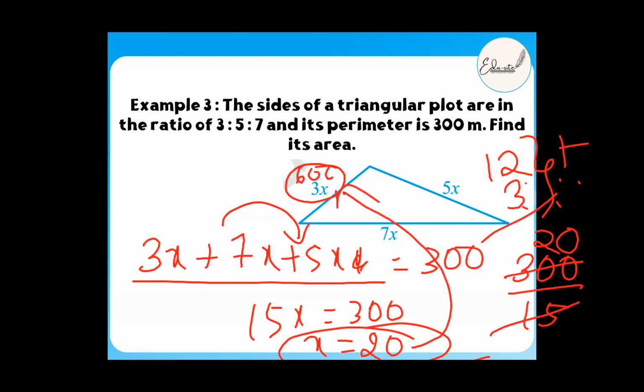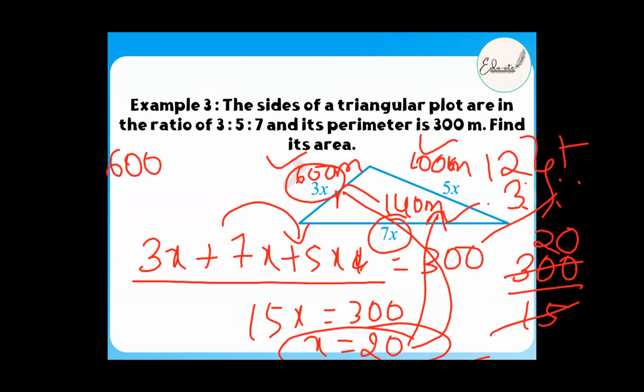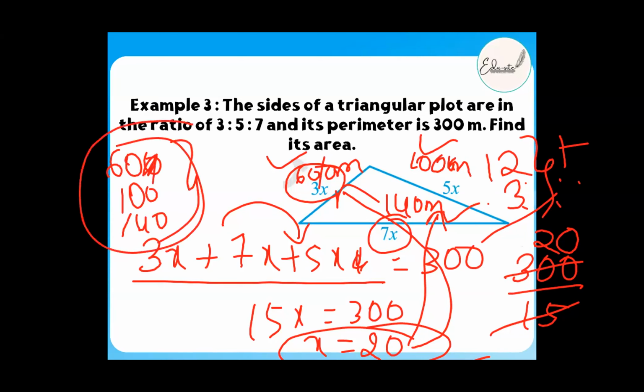Now, this is 60 centimeters. Then 5 into 20: 5 twos are 10, so 100 meters. 7 into 20: 7 twos are 14, so 140 meters. So these are the three sides A, B, C. And now we are going to apply 60 in A, 100 in B, and 140 in C, right? It's not 600, it's just 60. These are the sides. Fine, Laiba? Any doubts still here?